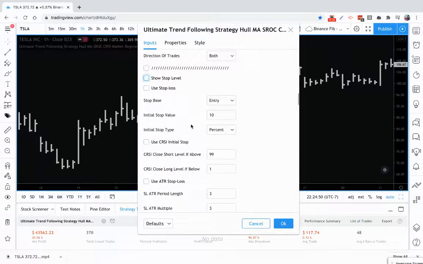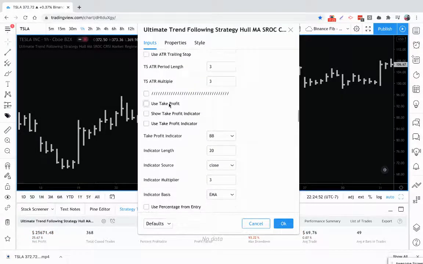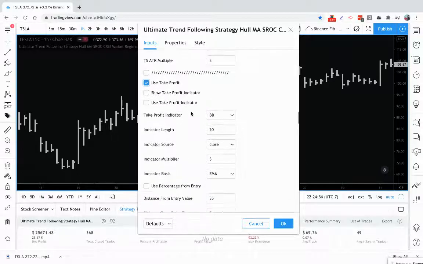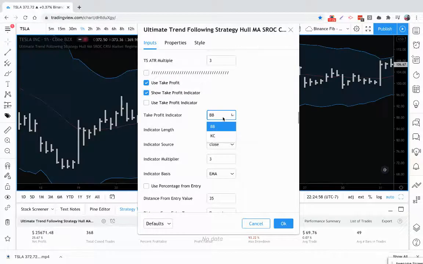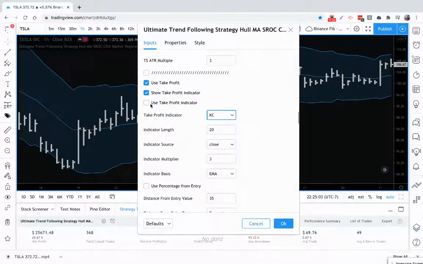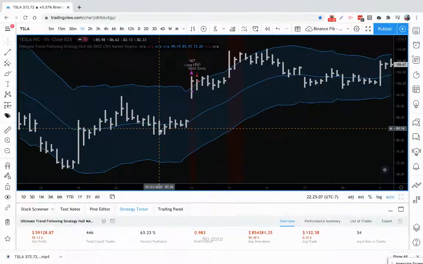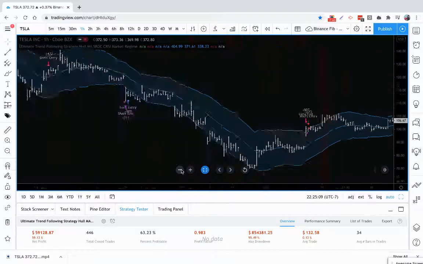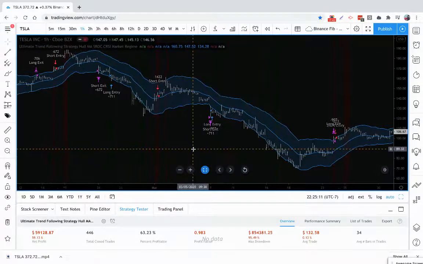Okay, moving on to take profit. Take profit, we have a couple different ways. If you want to use Bollinger Bands or Keltner channels to take profit, you can do that. So you would just click Use Take Profit Indicator. And you'll see on the screen here, so let's look at a couple examples here.